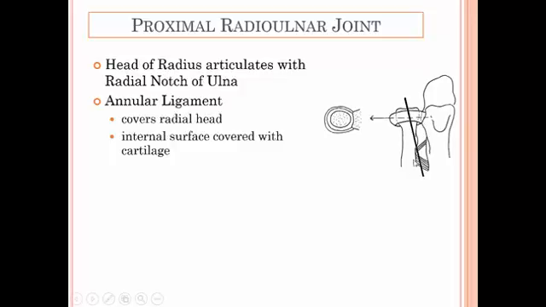To hold the head of the radius in position, we have a structure called the annular ligament. Now this is a fibrocartilage structure, so again looking at our superior view, we have this annular ligament wrapping around the head of the radius, and this holds the head of the radius in position, enabling us to form the radioulnar joint. On the inside, the internal surface is covered with cartilage, so the inner surface of the annular ligament is cartilaginous, allowing a free range of movement for supination and pronation.